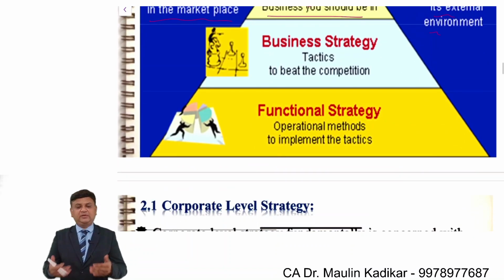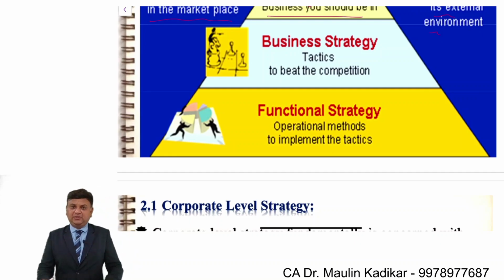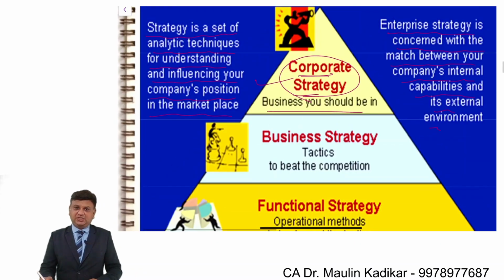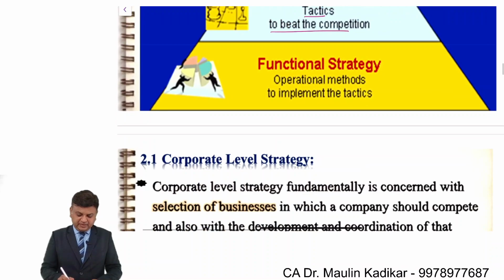We understand that whatever mergers and acquisitions take place, that is also a strategic decision, wherein the Reliance company is selling 20% of their holding to one of the companies in the UAE. In that case it is a big strategic decision. Facebook is acquiring WhatsApp or Instagram. That is the strategic decision to be the market leader. Business strategy: techniques to beat the competition. Functional strategy, that is on the lower level: operational methods to implement the techniques.